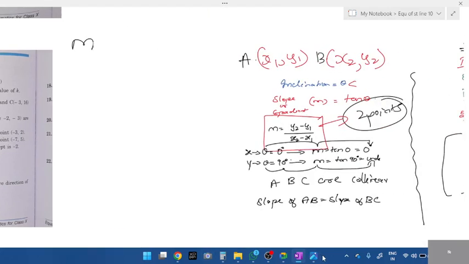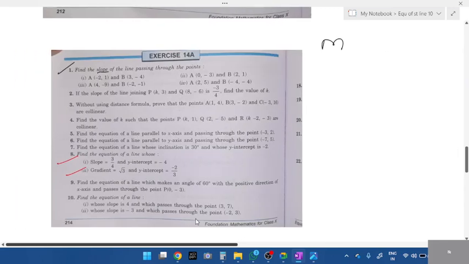What are the two constants for m? One angle should be given. If not, two points should be given, two values. What is given in this question, angle or 2 points? 2 points. So what's the formula? y2 minus y1 divided by x2 minus x1.